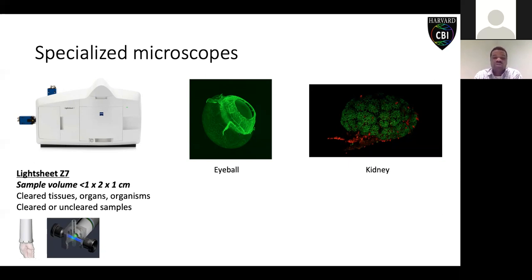So I know we have been used to slicing tissues in order to image deeper into our tissue. And that has its own challenges of putting everything back together to reconstruct that tissue. With the light sheet, you can capture maybe an eyeball or a kidney or a whole brain without having to do any sectioning.